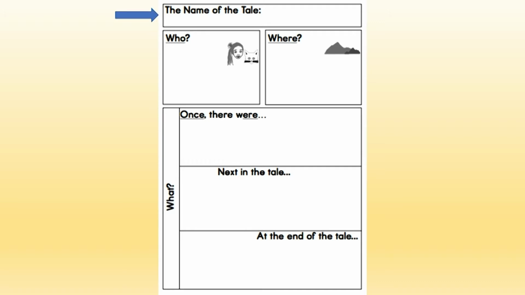The first section at the top says the name of the tale. Now remember, this is where we're going to write the name of the tale or the story. Tale is just another name for story. So the title or the name is where we're going to write in this box.